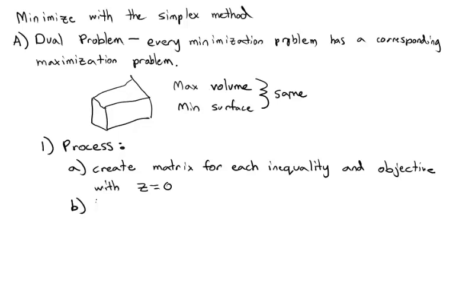And then what we're going to do is what is called transpose the matrix. What that means is we are going to switch the rows and the columns. So the rows will become columns and the columns will become rows.